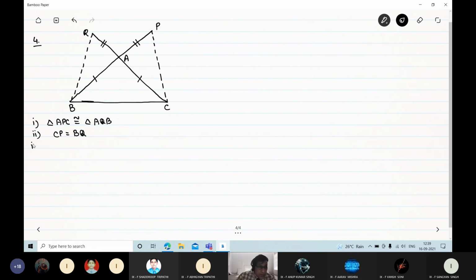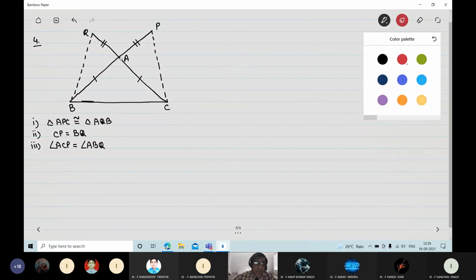And the third thing which we have to prove is angle ACP is equal to angle ABQ. These are the three things that we have to prove. Now, first thing is we have to prove that triangle APC is congruent to AQB. Now, only look at these two triangles, children.